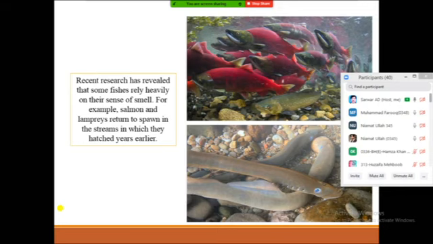Recent research has revealed that some fishes rely heavily on their sense of smell. For example, salmon, shown here, and these are the lamprey. About the lamprey, you have discussed that they are generally jawless fishes, and salmon are very well known fishes. They generally return to the spawning stream in which they hatched years earlier, and once again start their reproductive cycle.